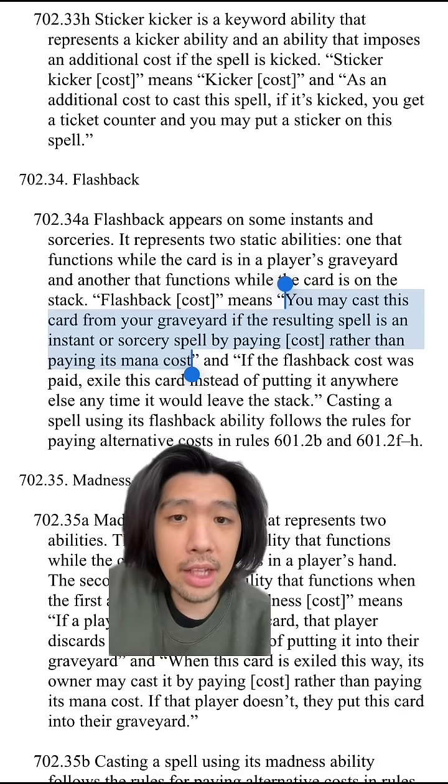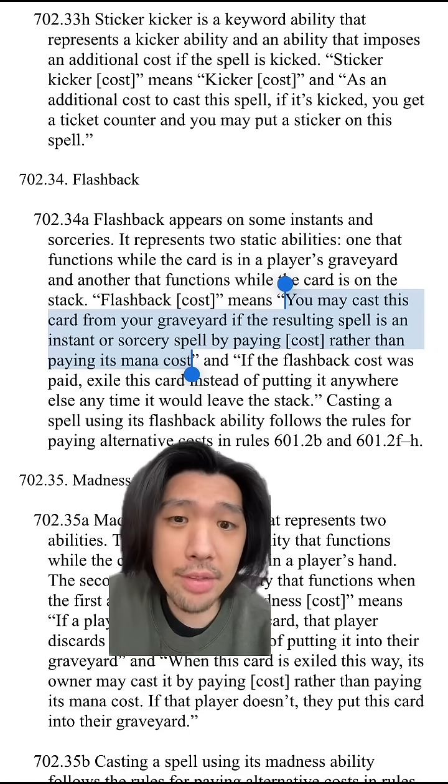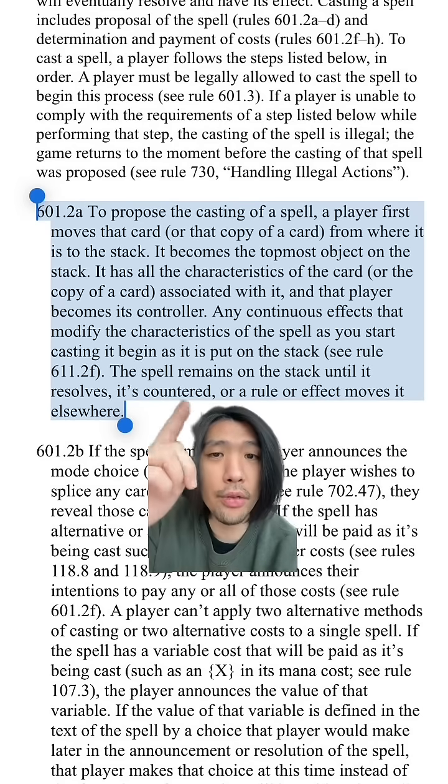Now we have an effect that legally allows us to cast a spell from the graveyard, and we can take that first step of moving it to the stack and then going through the whole spell casting process.